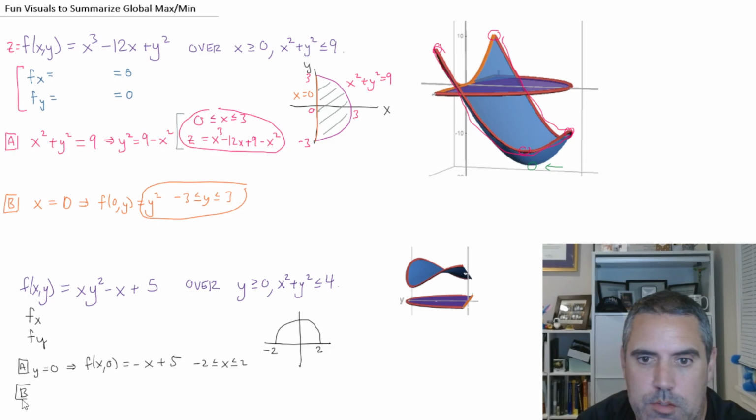And then we have the circle, the upper semicircle. So I could solve for y. Maybe I'll do it right now. y equals the square root of 4 minus x squared. Substitute that in and study that.